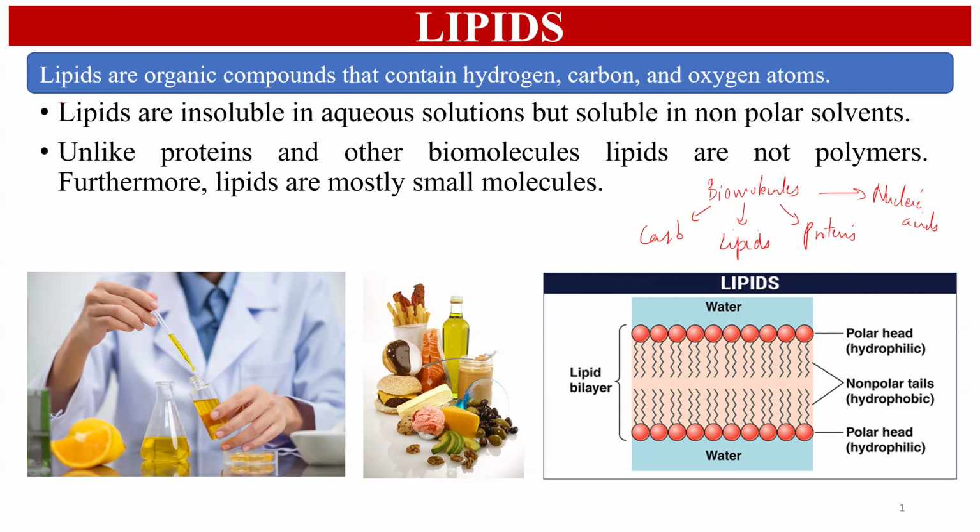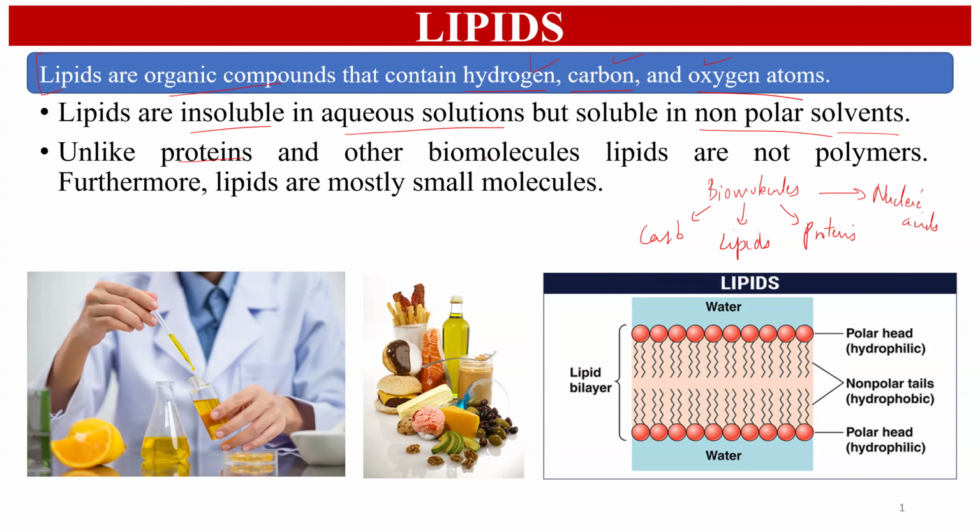So let's start. Talking about the definition of lipids, lipids are organic compounds that contain hydrogen, carbon, and oxygen atoms, which means that whenever you look at the structure of a lipid, you will find these three different kinds of elements. Now, the general property of all lipids is that they are insoluble in aqueous solutions, that is, something that has water, but they are soluble in non-polar solvents.